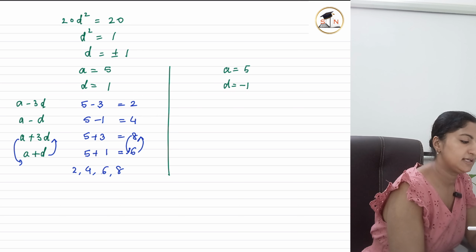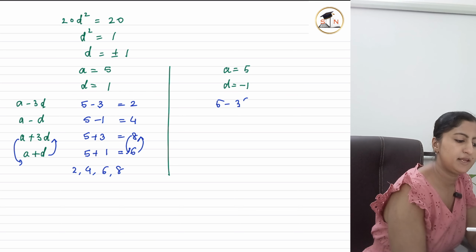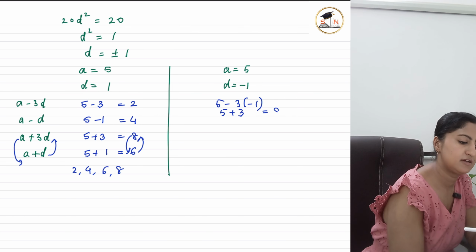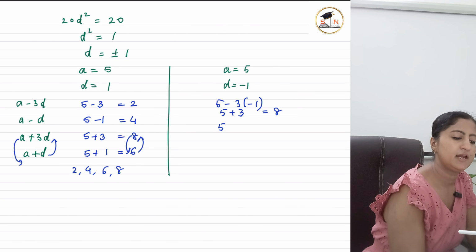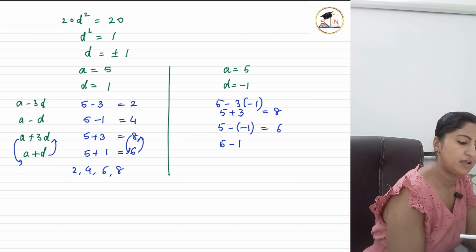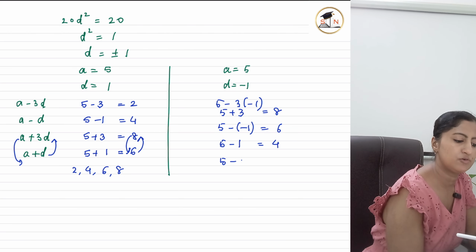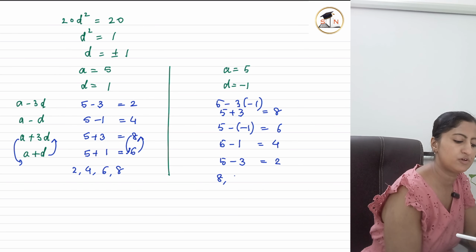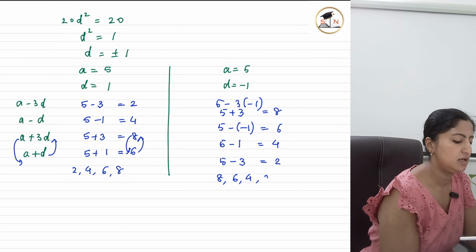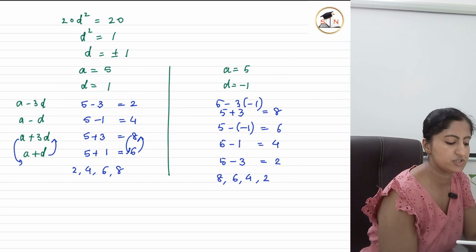Now it is 5 minus 3 times minus 1. That makes 5 plus 3 equals 8. Next, 5 minus minus 1, it comes out to be 6. Now I'm doing A plus D first. So we have 5 minus 1, that is 4, and 5 minus 3, that is 2. So the terms now come out as 8, 6, 4 and 2. Again we can see the terms are nothing but in the reverse order of each other.